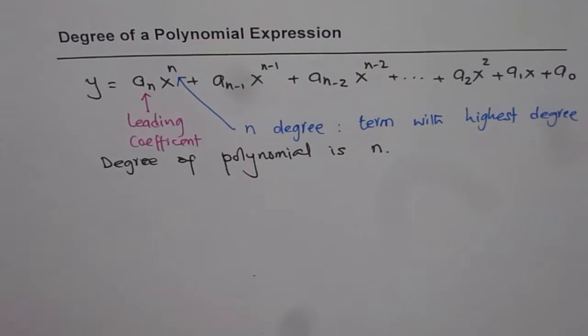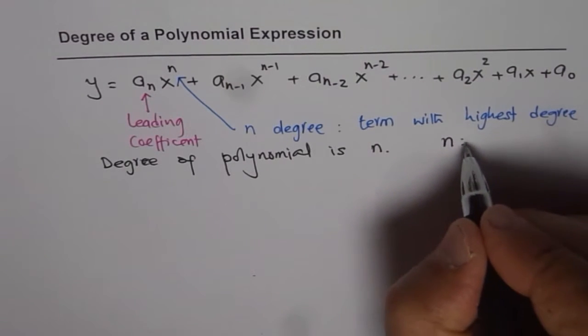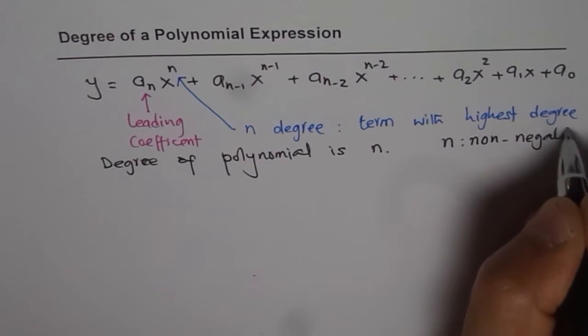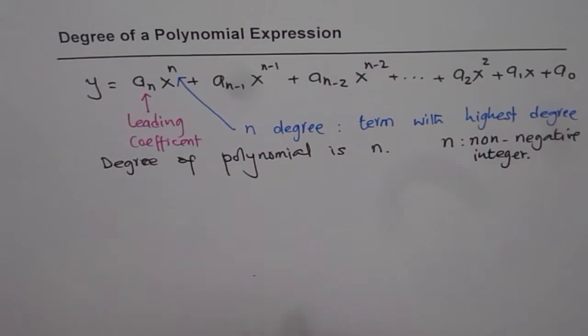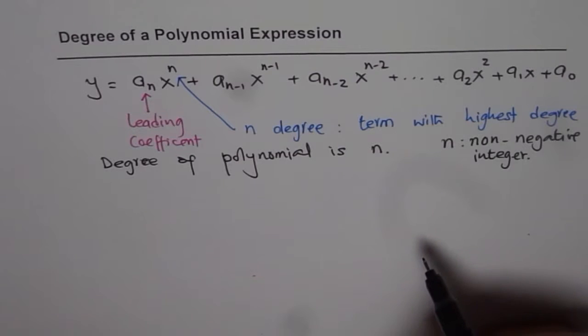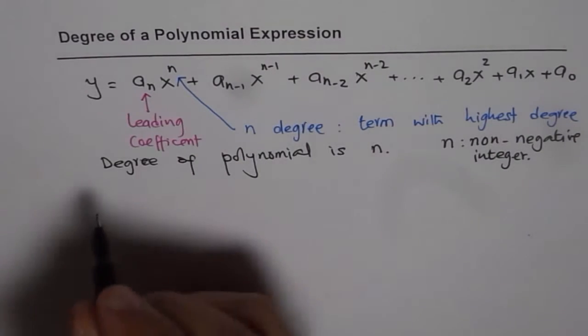But there are situations, and remember one more thing, that n is a non-negative integer for a polynomial, correct. Now what we will do here is, as an exercise, we'll have a few examples and you figure out what is the degree of the polynomial, right? So we'll write polynomial expressions now.